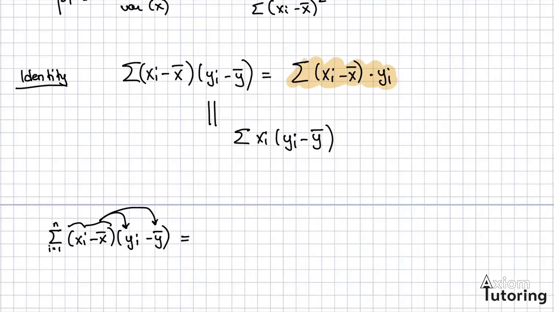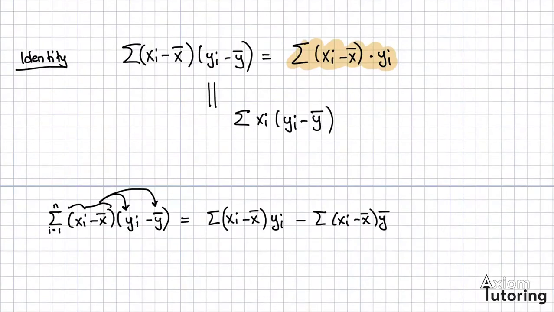So let's do that. I will have the sum of xi minus x bar times yi, and then minus the sum of xi minus x bar times y bar. Now, due to the identity that I have shown you, it's very clear this item in here is going to stay. However, this one somehow is going to turn into a 0 for us to just have the first element remaining. So let's see what exactly is happening with this particular second element in here.